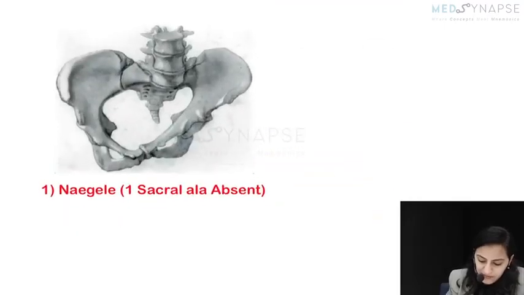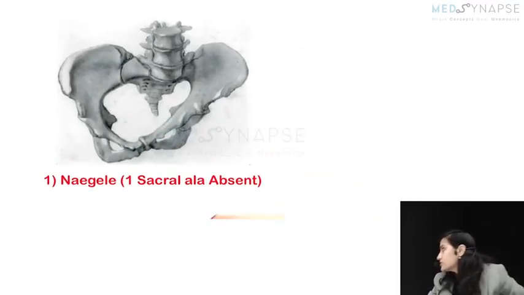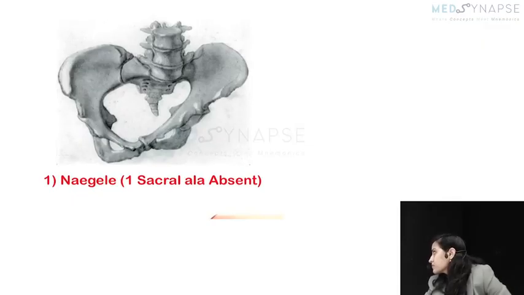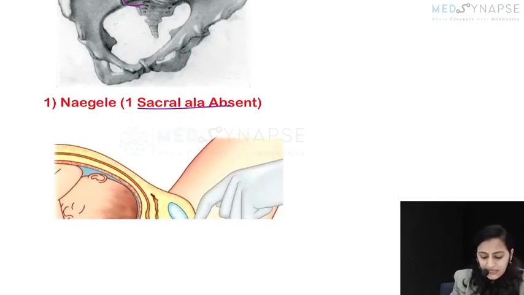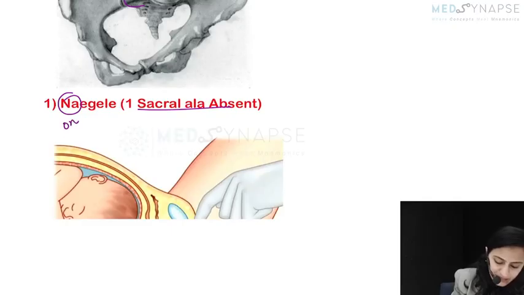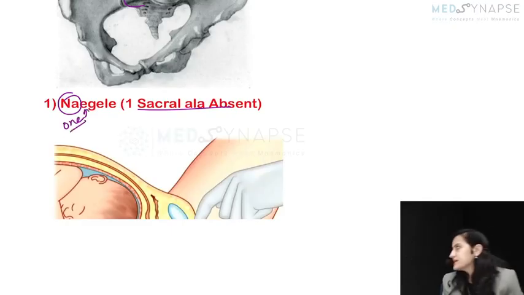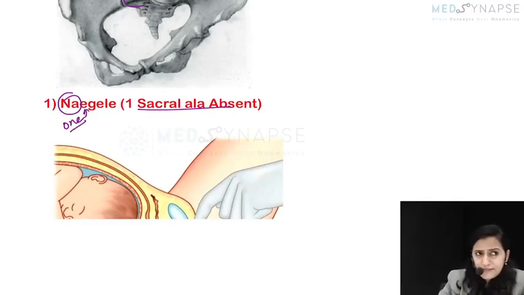Coming to this pelvis, is this Robert's or Nagele's? What is absent here? Sacral ala. One side, both sides? One side. You can see the sacral ala here. You don't see it here. One sacral ala absent is Nagele's.